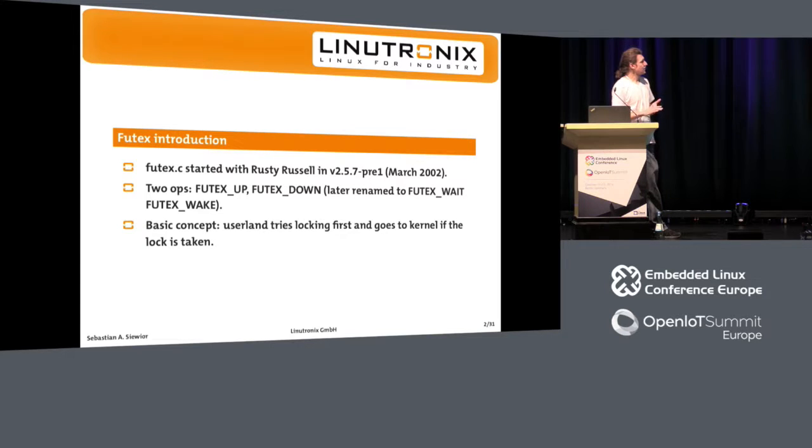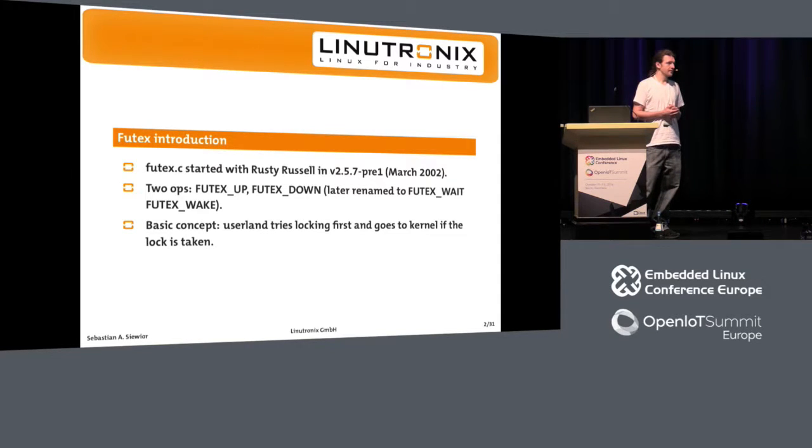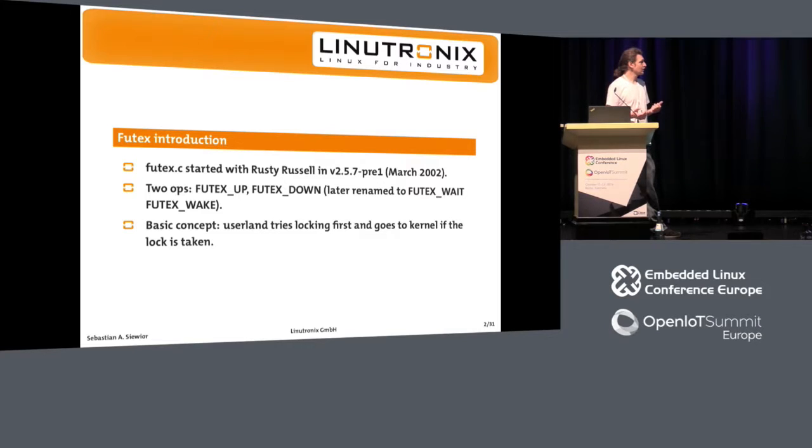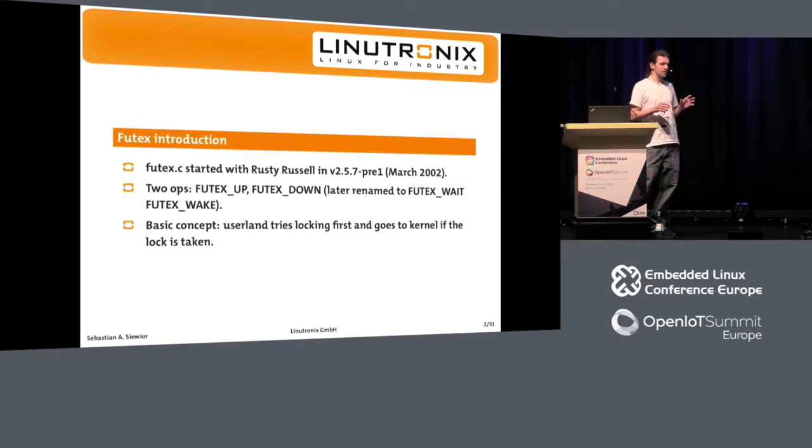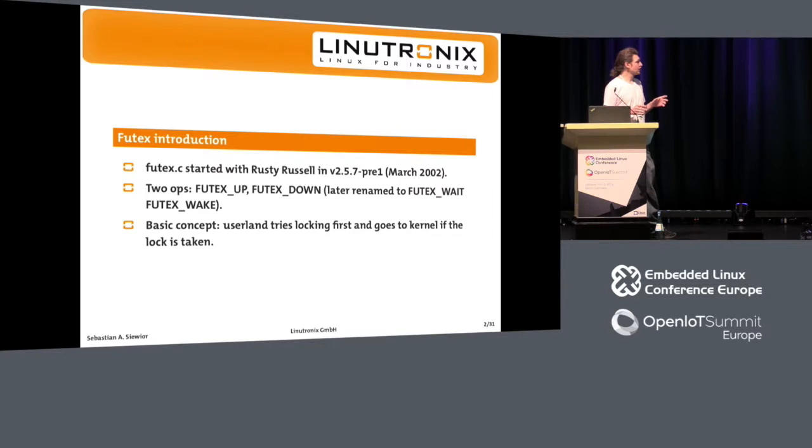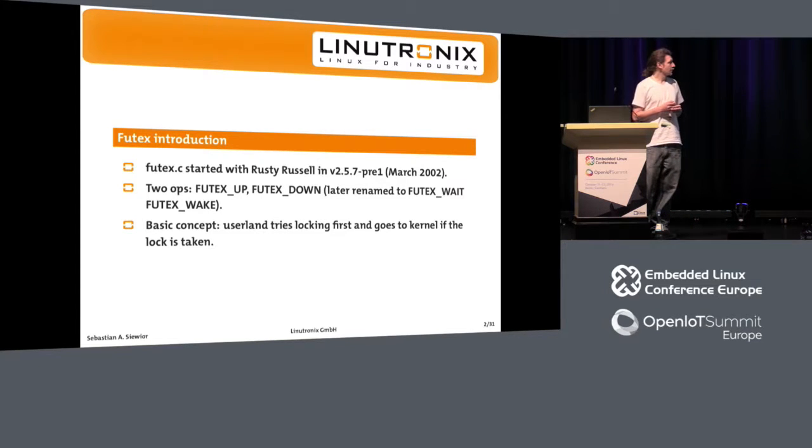The basic concept was to be really fast. So you tried to acquire the lock in userland, and if you succeeded, you never went to the kernel in the first place. But if it failed because the lock was contended, you needed to go to the kernel to sleep and not busy poll for some time. So you went to the kernel and queued your state, and after the lock holder released the lock, the kernel woke up the process that was stuck in down.